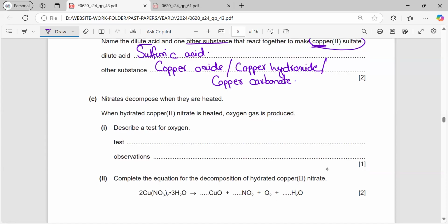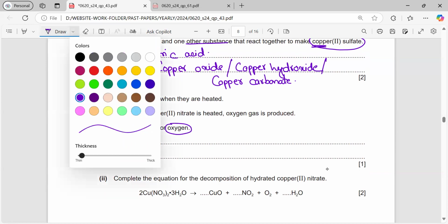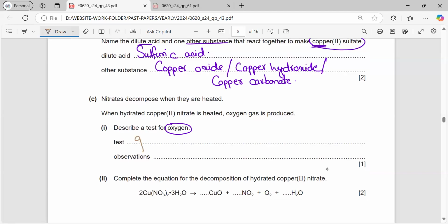Nitrates decompose when they are heated. When hydrated copper nitrate is heated, oxygen gas is produced. Describe a test for oxygen. The test for oxygen is the glowing splint test. And the observation will be it relights.